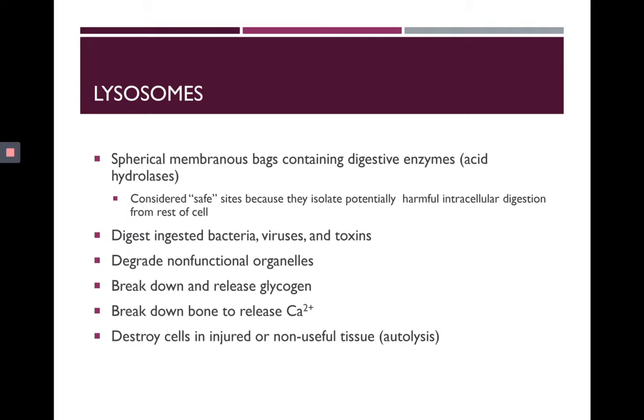During cell autolysis, lysosomes bust and release their digestive enzymes into the cell in order to destroy the cell. We generally consider lysosomes a safe way to digest things because they hold all their digestive enzymes inside. So except for autolysis, they're going to be safe sites because they isolate potentially harmful intracellular digestion from the rest of the cell.